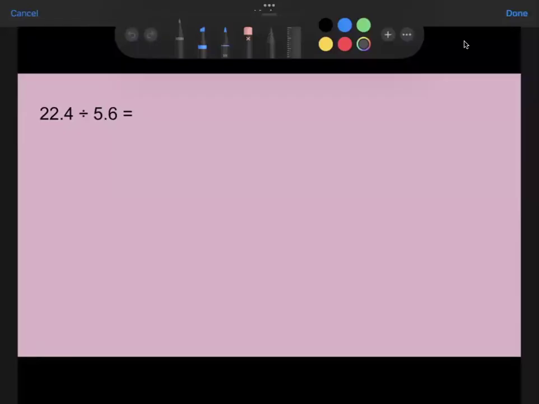I'm going to set it up as 22.4, and then I'm going to divide it by 5.6. So I'm setting this up in the standard algorithm. For this video, I'll use the standard algorithm to show you how to do the division. If you want to use a different way to divide, that's totally fine. You just would have to follow the same method that I'm using to move decimals, and then you can do the division on your own in a different method if you choose.